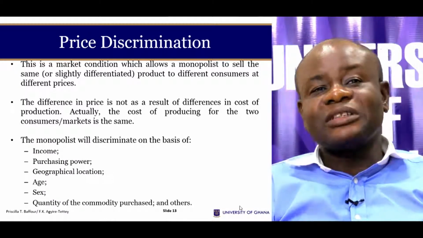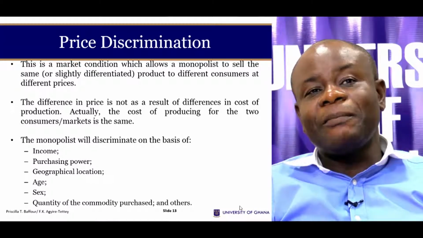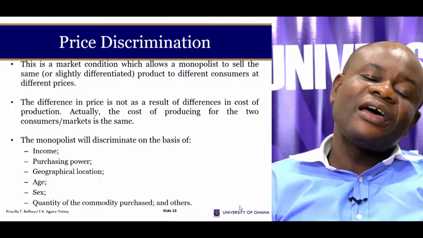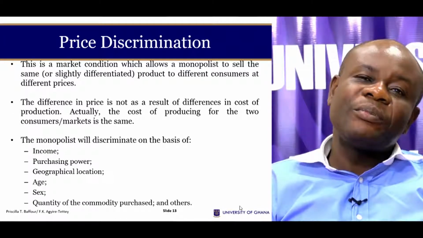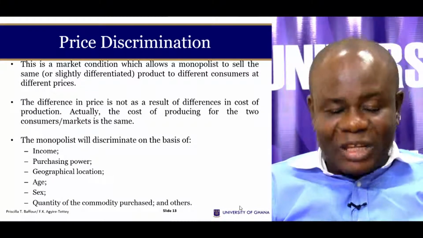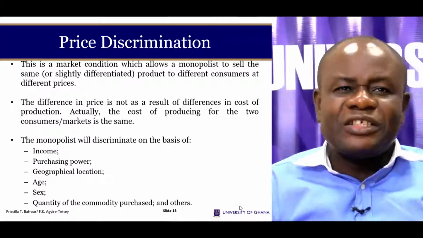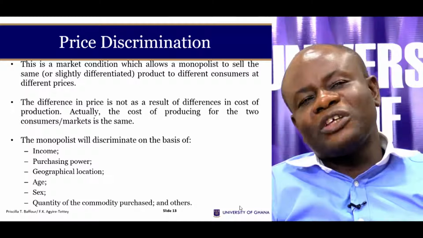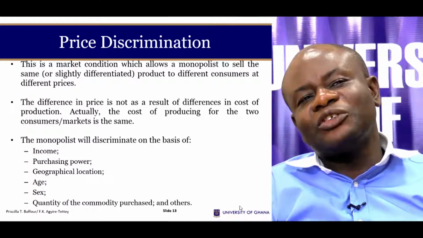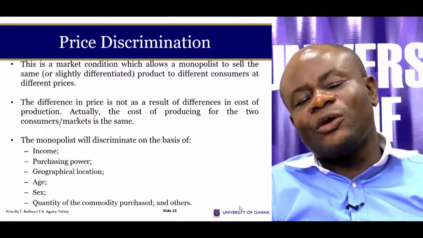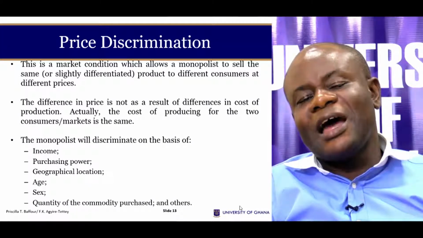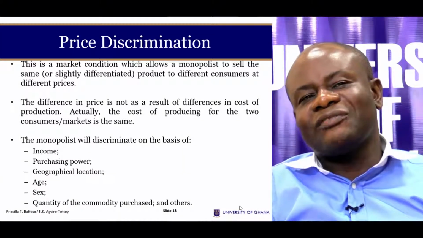That is, if you find yourself in an urban area, you end up paying a higher price, and when you find yourself in a rural area, you pay a lower price. Then also on the basis of age, the monopolist can decide, okay, if you're a school child or you are a child, you pay a lower rate or a lower gate fee compared to adults. And adults will end up paying a higher price for the commodity or the service.